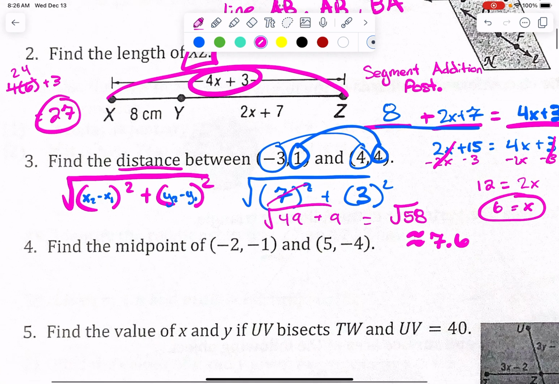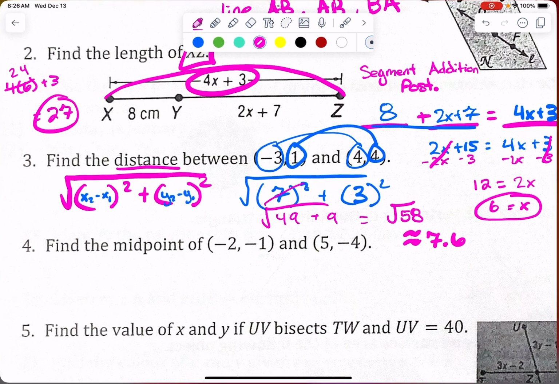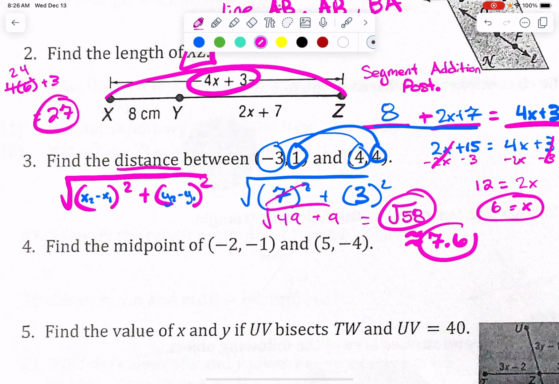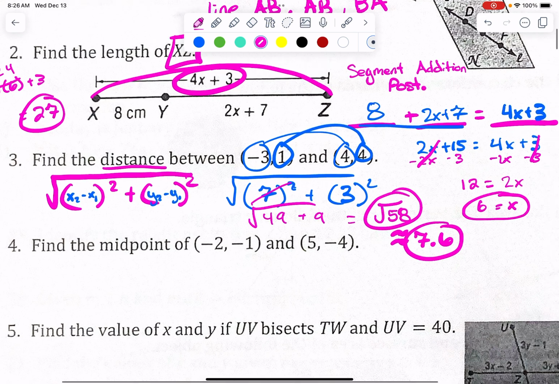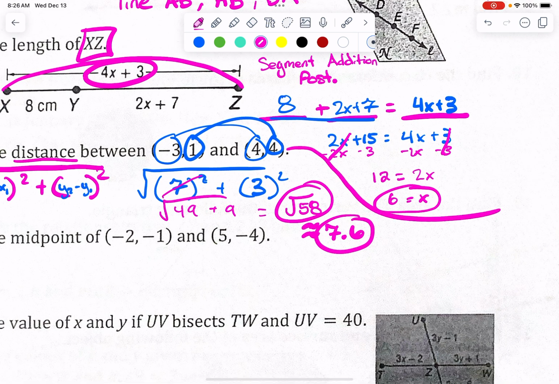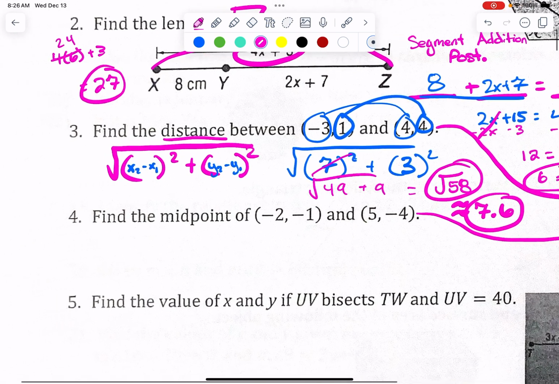Square root of 58 is, we'll go 1 decimal place, approximately 7.6. So I don't care if you leave it as the square root of 58, or you can put it as 7.6, whichever one you prefer, okay? I'm kind of making a mess of my work already here, so sorry about that. I'll try to stay within my lines, okay?